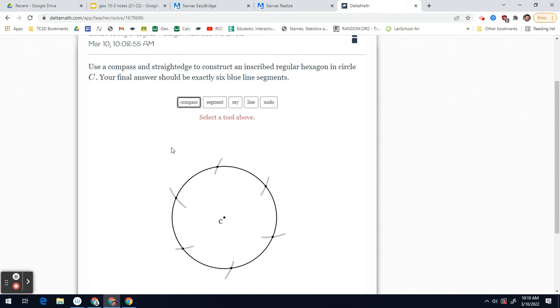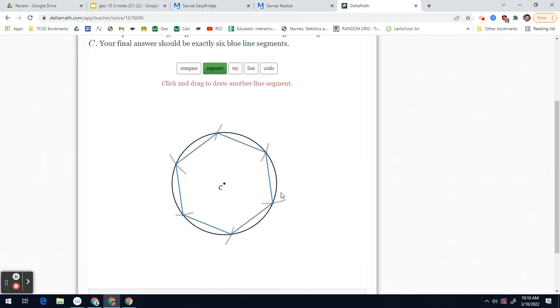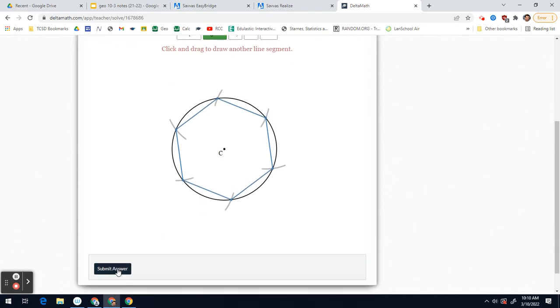And you can see that we've taken that circle that has the same radius and marked it 6 times where it intercepts this circle. And now we just take our segment tool and just connect. 1, 2, 3, 4, 5, and 6. And there is your inscribed hexagon.